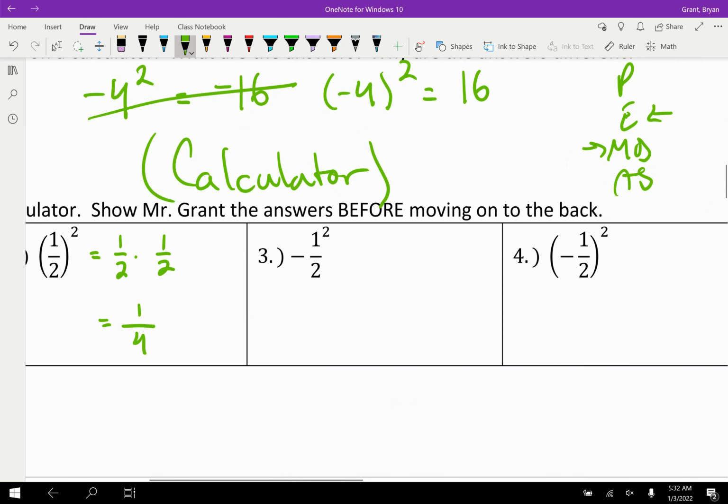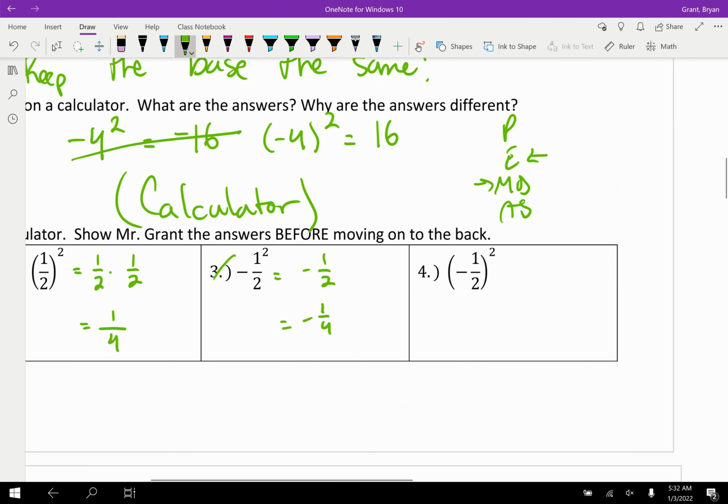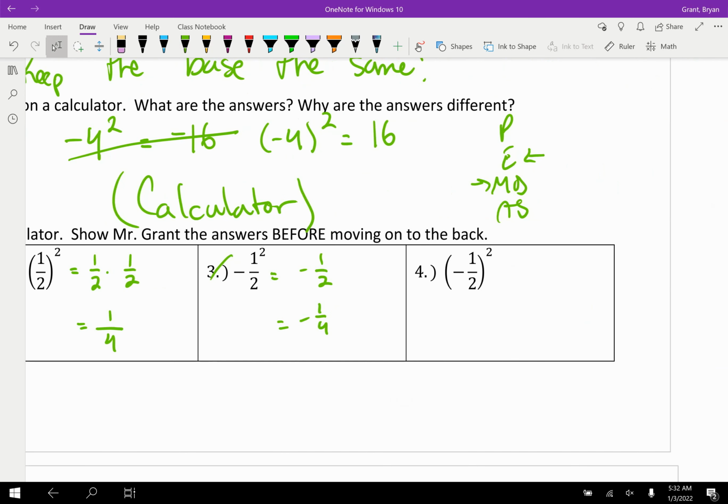And then same thing's going to happen over here. You might get negative 1/2, you might get negative 1/4. Either way though, 3 and 1 are not the way you want to type a squared fraction into your calculator. You want to type it in this way. You want your calculator to be doing negative 1/2 times negative 1/2, which is again positive 1/4, negative times a negative.